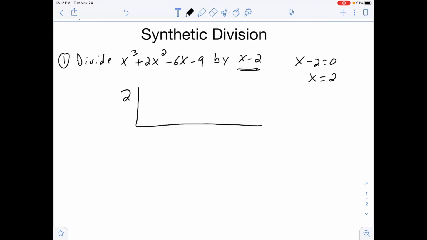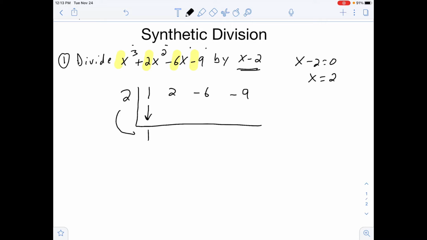And we're going to use all of the coefficients of this polynomial. Now, if there is a degree missing, we're going to have to replace that with a 0 as a placeholder. In this case, we don't because we have a 3, 2, a 1, and then a constant term, so we don't have to worry about it. So the coefficients are 1, and then positive 2, minus 6, and minus 9. So this is what we're going to do. We're going to drop down the first term here, which is 1.